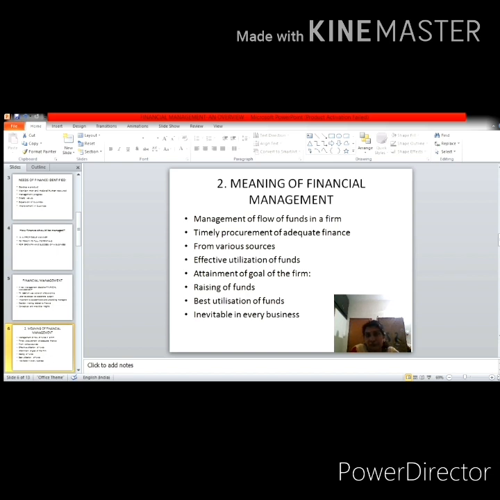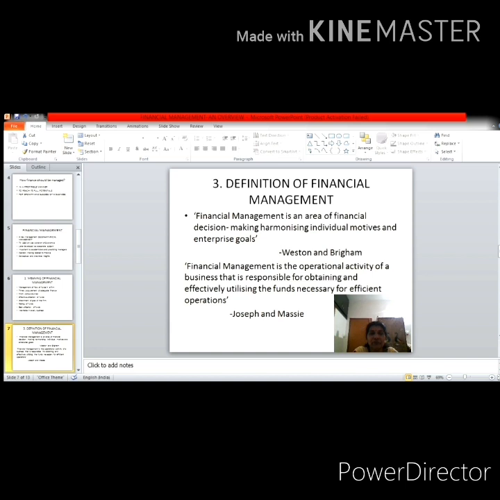So, actually financial management plays a very vital role in every business because without finance, no concern can function. Finance plays an inevitable position in every concern or in business. Next we go on with the third heading, the definition of financial management.